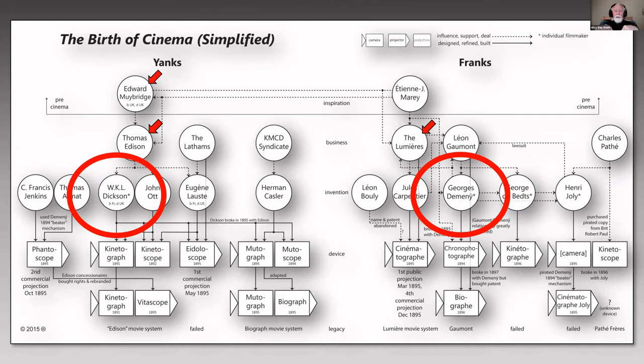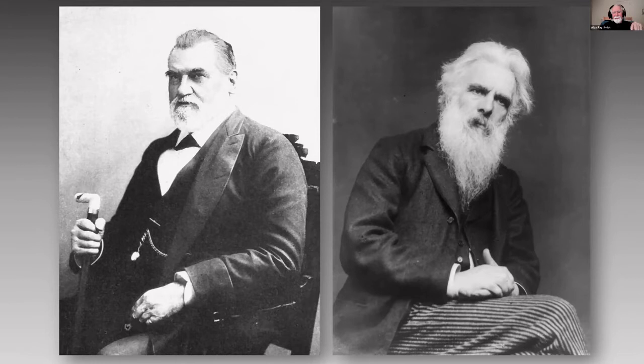Dixon. And there was a counterpart of him in France named Georges Demenÿ, who served sort of the same function in France, but I'm not going to talk about him today. He's also been left out as much as William Kennedy Laurie Dixon. Here are some pictures of these people. I have to tell the story of Eadweard Muybridge because it's such a juicy story, even though he's not the guy. I claim he has nothing to do with the invention of movies.